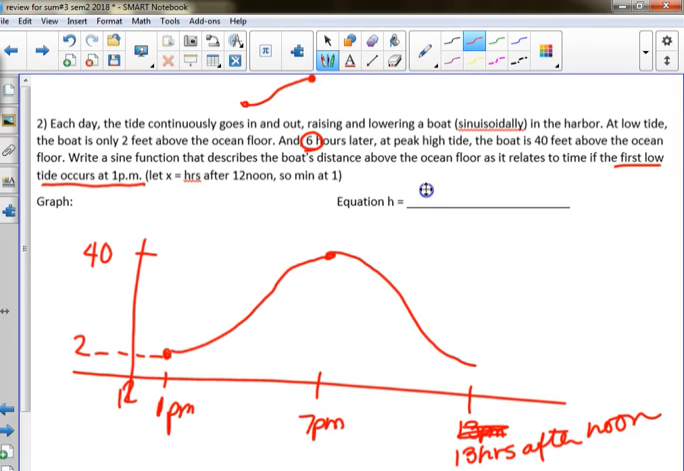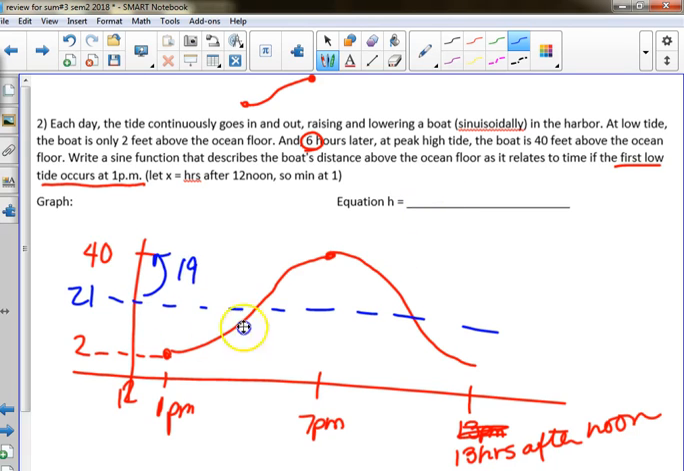Anybody confused so far about those facts? Okay. I want to go through this kind of quickly, so tell me what you know. Midline, average those, and you get 21. So how far above that?